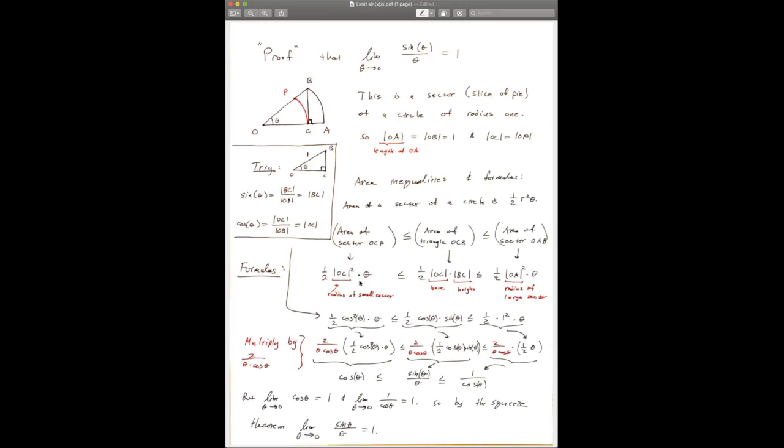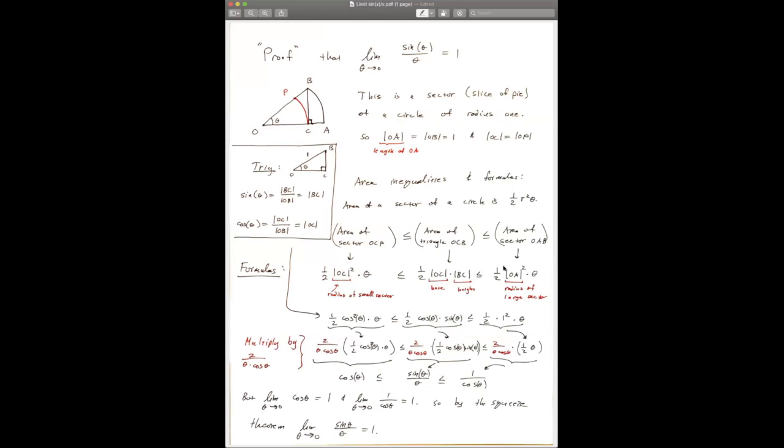So here's what we've got. I've got 1/2 times the small radius squared times the angle theta is less than or equal to 1/2 OC, which is the base of that triangle, times BC, which is the height of that triangle, which is less than or equal to 1/2 times the large radius OA quantity squared times the angle. And now we're going to make some substitutions. First of all, OC is equal to cosine theta, so I'm going to rewrite this as 1/2 cosine squared theta times theta. Inside the middle part, OC is cosine theta and BC is sine theta, so the middle part is 1/2 cosine theta times sine theta.